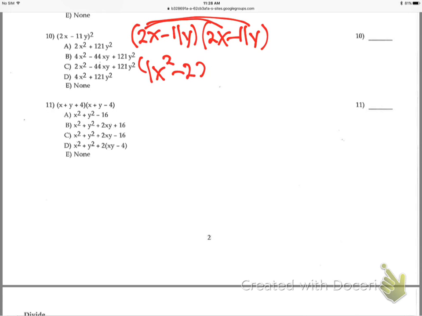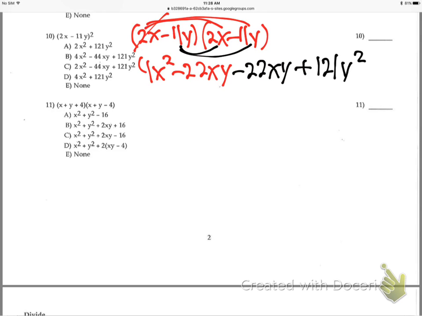Four x squared minus 22xy. He's done. We good so far? First to both. Second to both. Minus 22xy plus 121y squared. Is that good? 11 times 11, 121. Use your calculator. That good so far? Now, these two in the middle, are they going to cancel? No, they're going to combine, because if you lose $22 and lose $22, you lost $44.